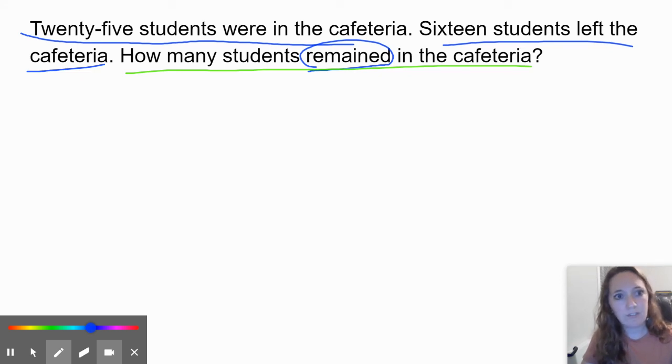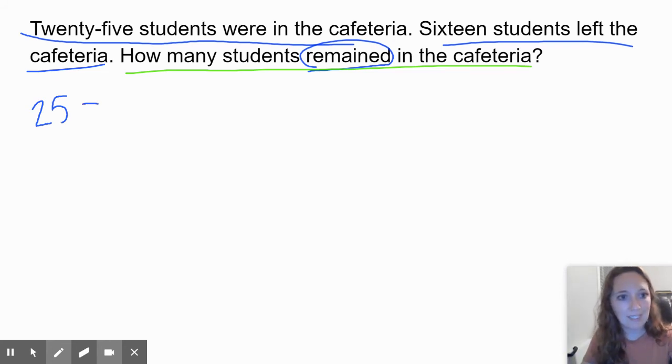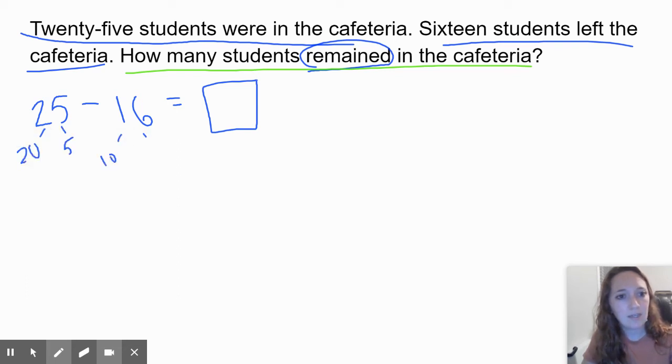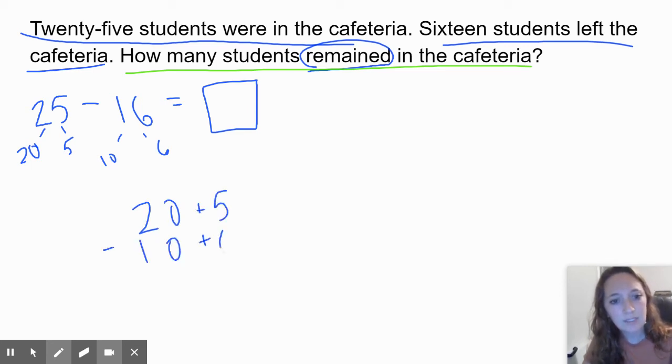Equation. 25 students were in the cafeteria. 16 students left, so they're gone. So minus 16 equals unknown. And now, 25 minus 16, I could just do base 10 blocks. I'm going to do base 10 blocks and expanded form. So I'm going to do 20 and 5, 10 and 6. Okay, and I'm going to do 20 plus 5 minus 10 plus 6.